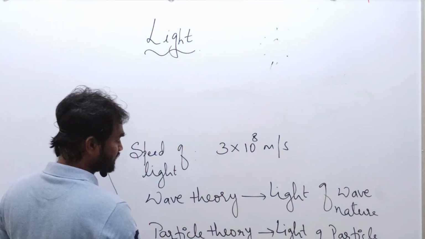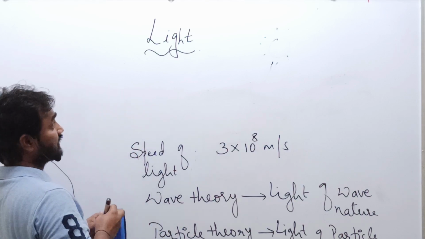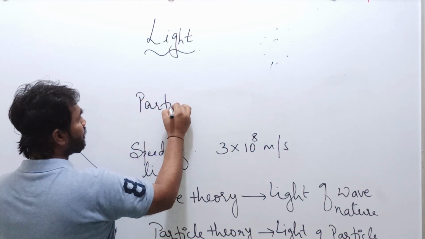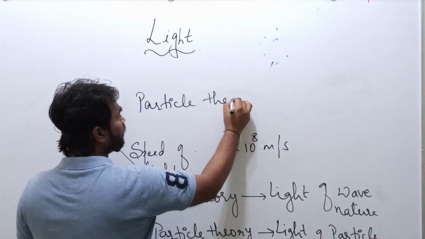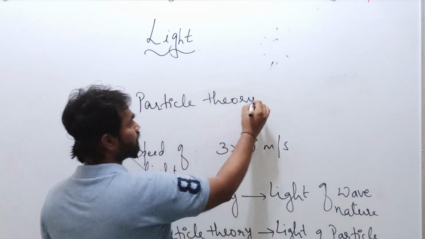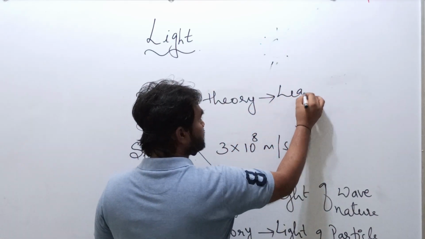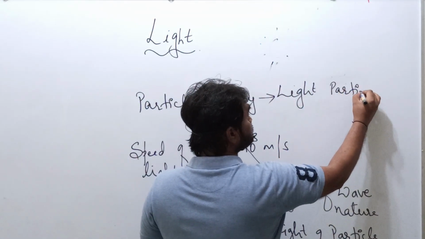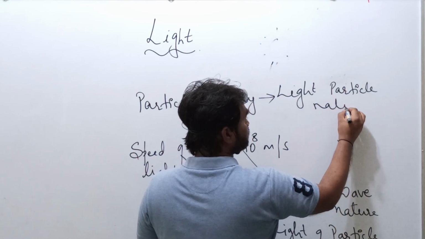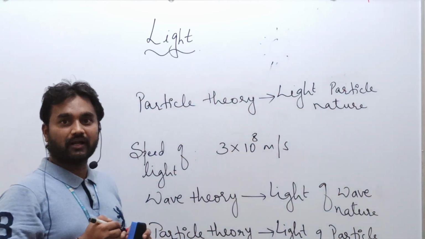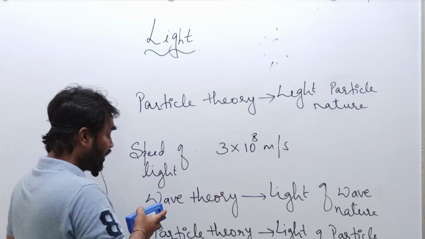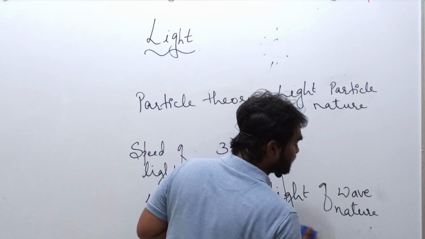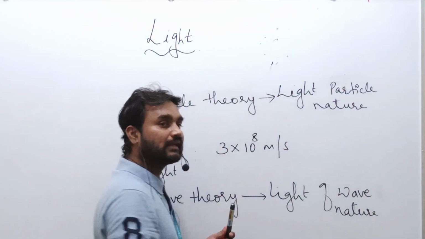I hope you can see this one. If it is not visible, then let me write it above here. The other one is particle theory, where light exhibits particle nature. Is that clear? So since light has two natures, we can say that light is of dual nature.